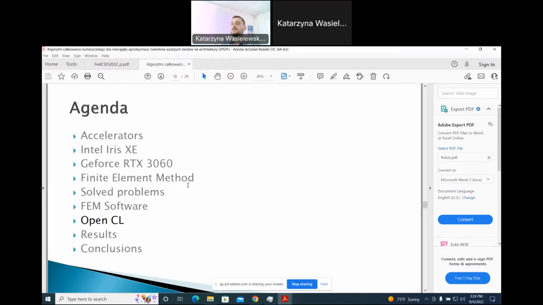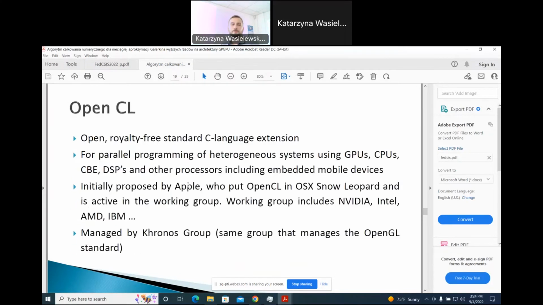We also use OpenCL, a relatively standard C language extension. It's for programming heterogeneous systems using GPU, CPU, FPGA, DSP, and other processors. It was proposed by Apple and is managed by the Khronos Group.